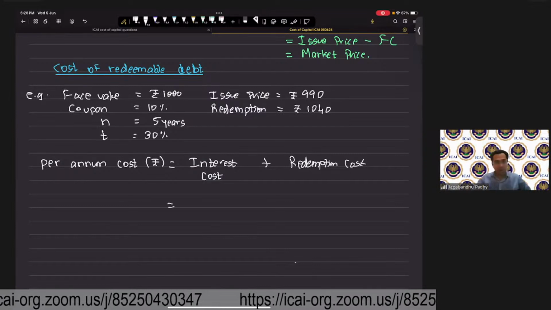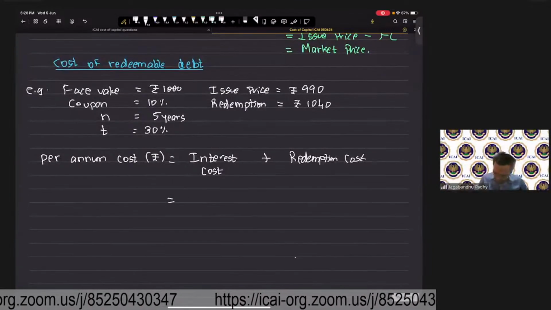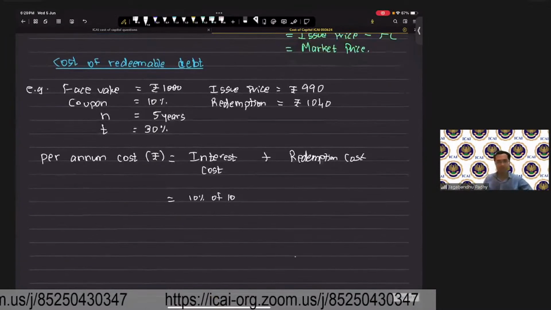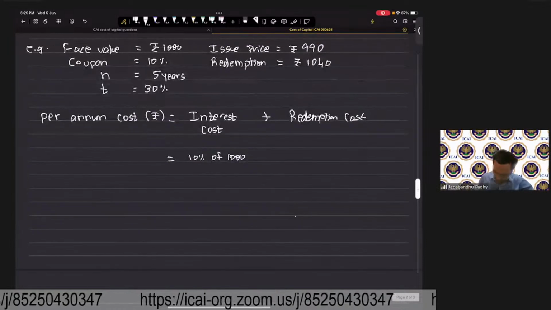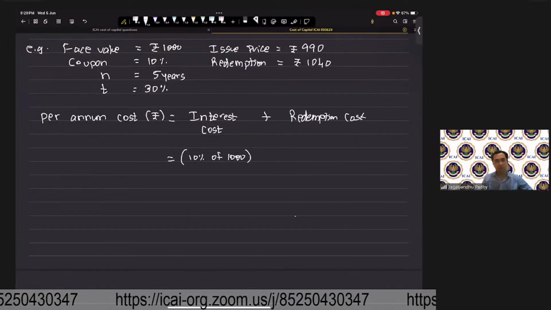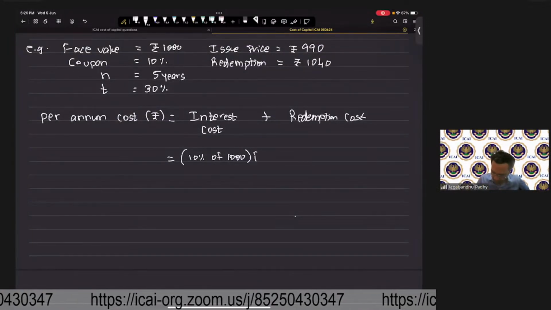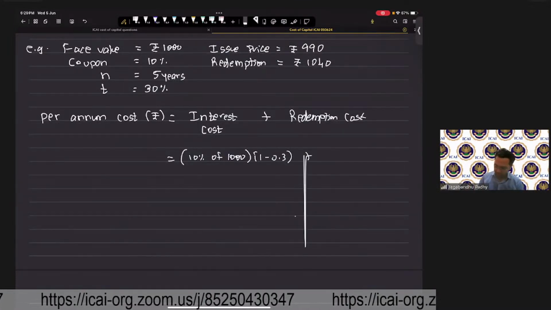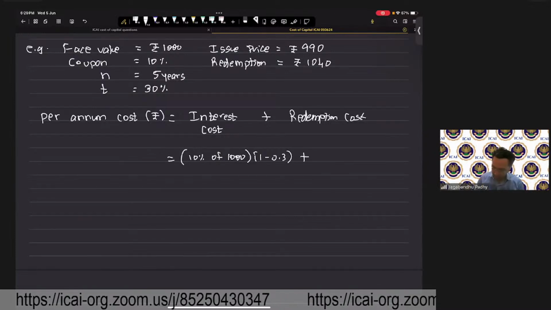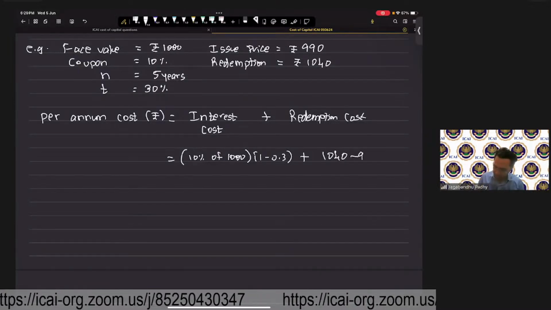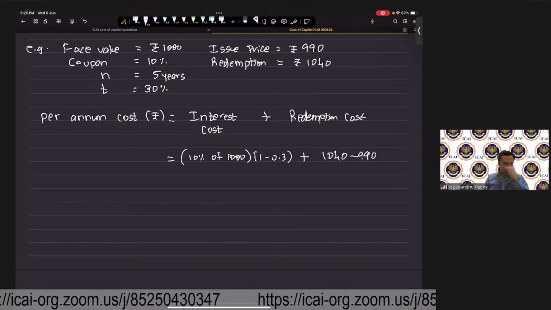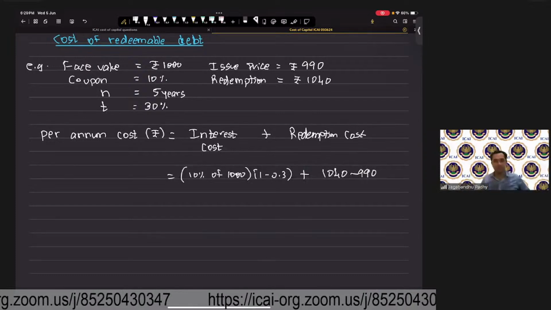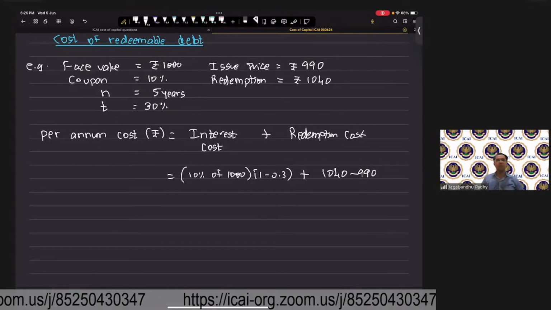So in terms of per annum cost, interest will be definitely 10% of 1,000. But remember, we are going to give an after tax effect. So I'm going to make it as 1 minus 0.3, plus what is the redemption cost that we have? Redemption cost is basically 1040 minus 990. 50 is the cost that I'm bearing for this debenture for a total period of 5 years.